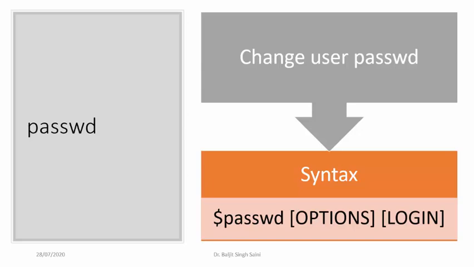Now to change the user password, the command is passwd, P-A-S-S-W-D. Don't write the full word PASSWORD. And the syntax is pretty simple. You write passwd, certain options if you want to use, and then the name of the user whose password you want to change. Now if you can see here, the login name is also optional, since it is in square brackets, which means that it is optional.